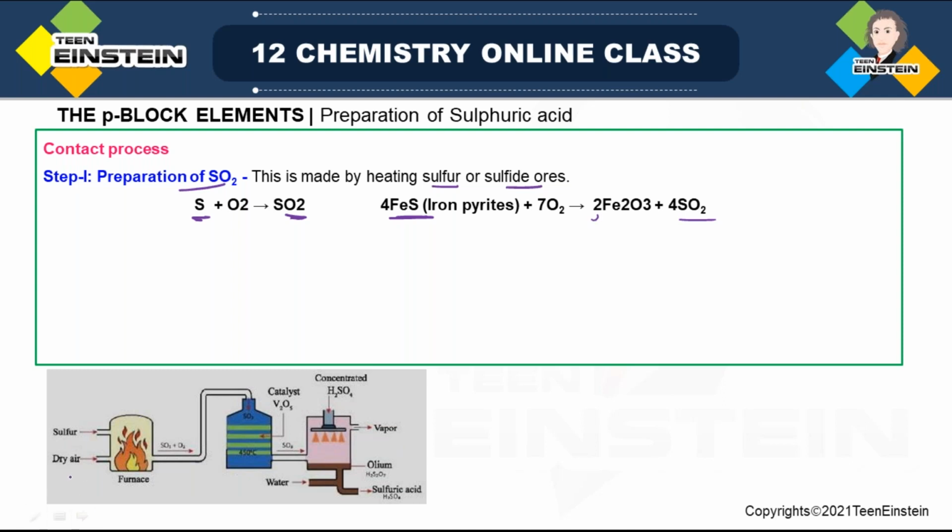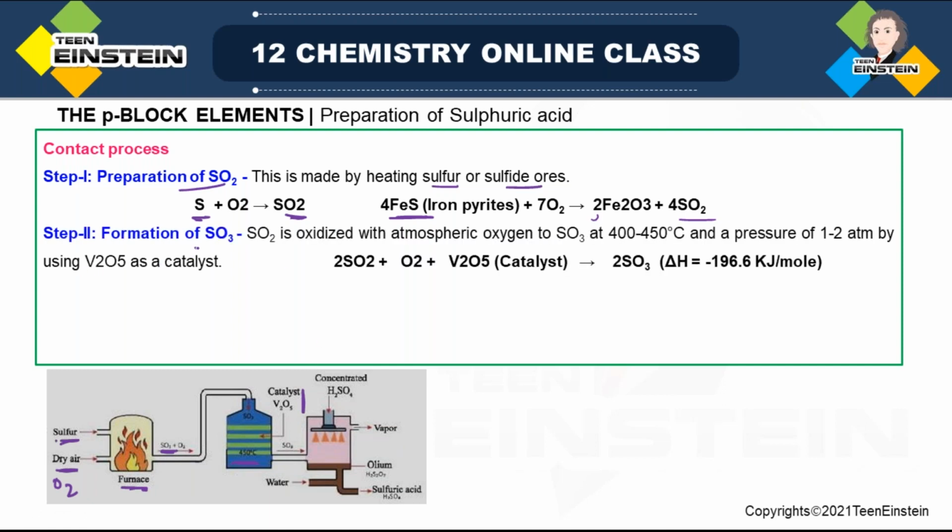Look at this picture: sulfur and dry air. Dry air is nothing but oxygen. Now sulfur in the presence of oxygen and high heat produces SO2. Now this SO2, in the presence of 450 degrees centigrade and the catalyst V2O5, the next step will occur. So let's see what the next step is.